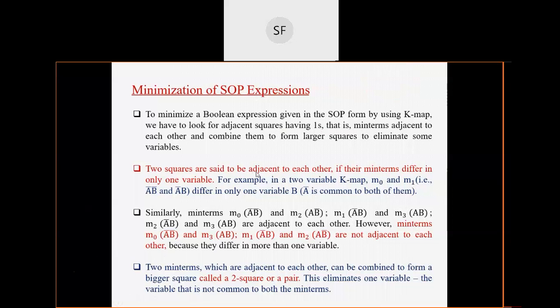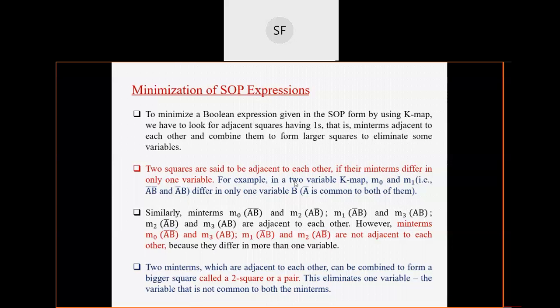Two squares are said to be adjacent to each other. Now they have given the definition of adjacent. What do you mean by adjacent? In English we have understood the term adjacent, but here the meaning of adjacent is a little bit different. So they have given the definition for it. Two squares are said to be adjacent to each other if their minterms differ in only one variable. Now this is very interesting. You have to remember that their minterms should differ only by one variable.